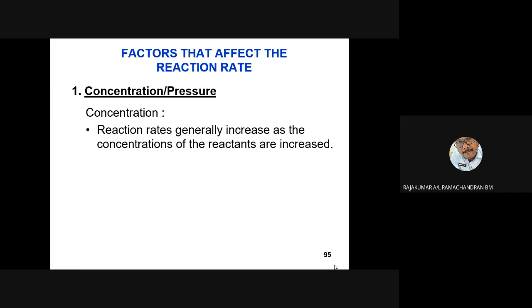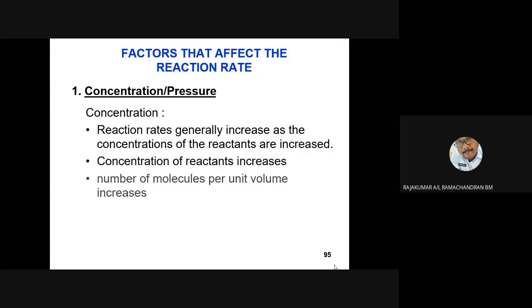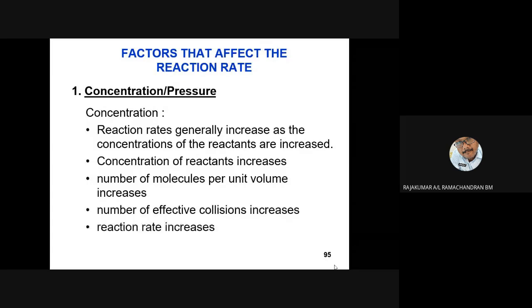Concentration, reaction rates generally increase as the concentrations of the reactant are increased. What will happen when we increase the concentration of reactant? Number of molecules per unit volume increases. Number of effective collision increases, and therefore the rate of reaction increases. So the most important point over here is the first one. When we increase the concentration, number of molecules per unit volume increases.